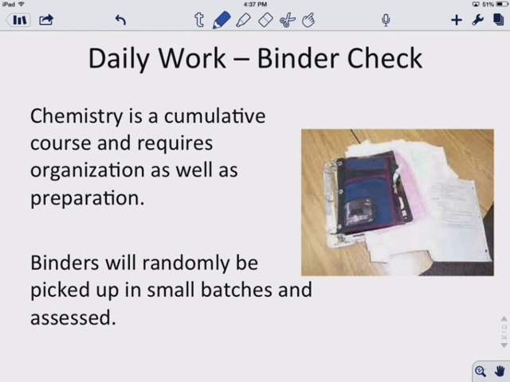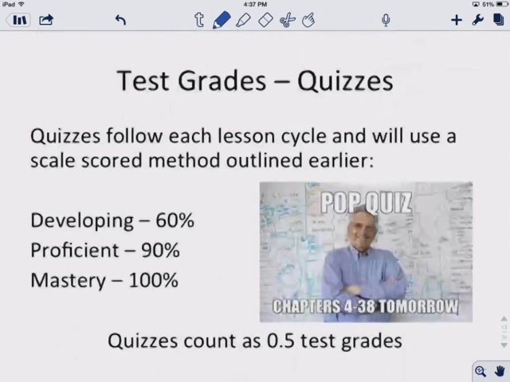Other checks are binder checks. Chemistry is a cumulative course and requires organization as well as preparation. One way that we do this is through our binders, and we'll be setting those up in class. Those binders will be randomly picked up in small batches and assessed just like your lab notebook check. So we expect you to keep your binders in order and up to date so that I can check them and get those put in.